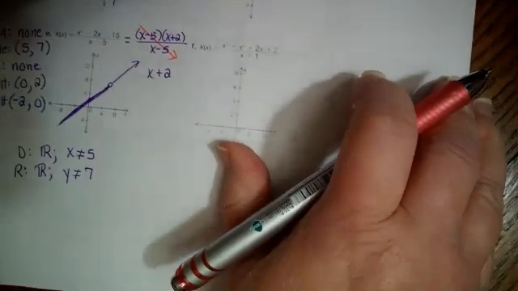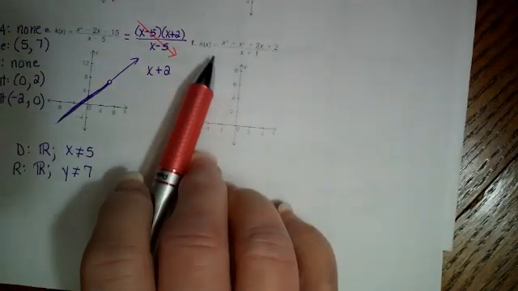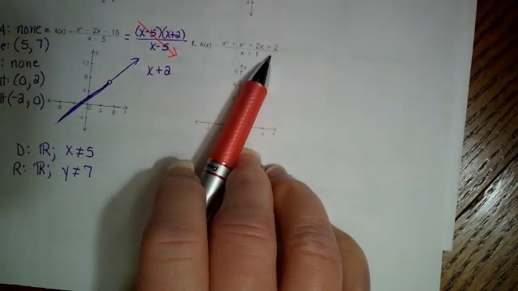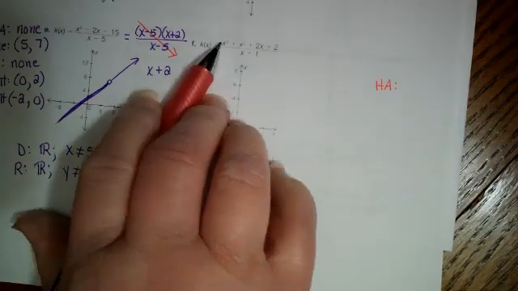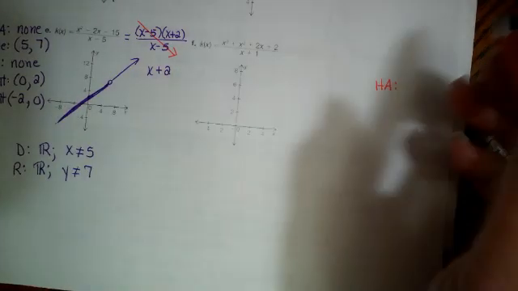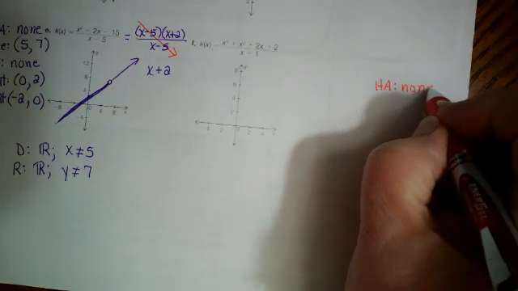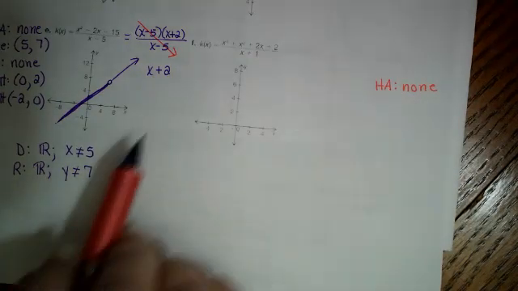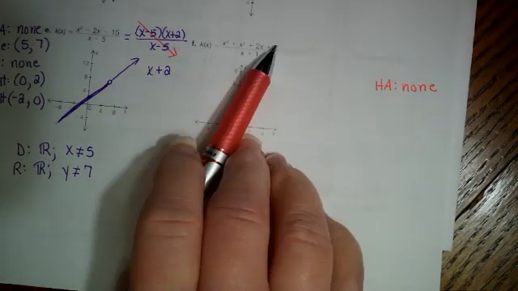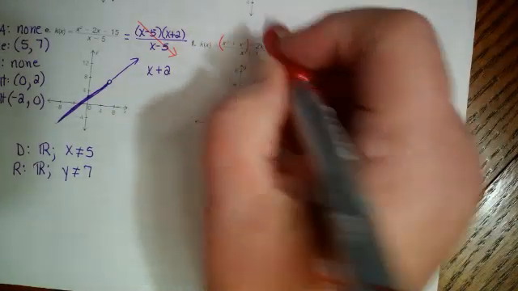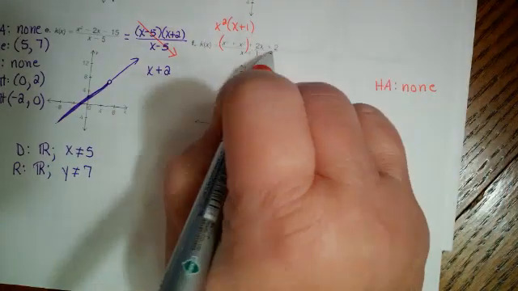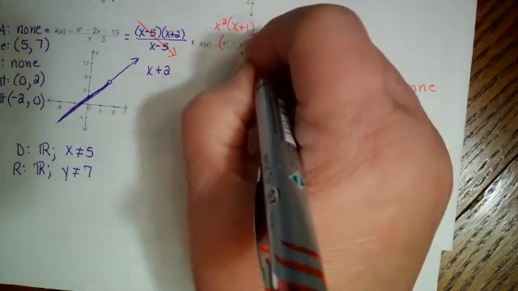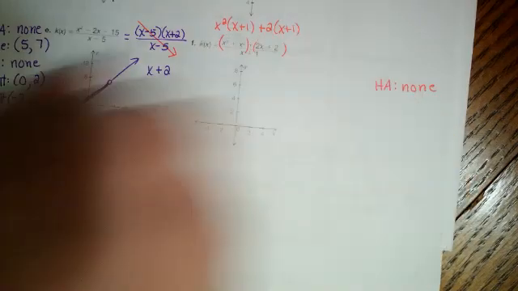Let's look at letter F. Now this one, if we look for our horizontal asymptote, I have bigger on top, just like I had here. Bigger on top means none. Now we're going to factor this. So there's 4 terms on the numerator. I'm going to do grouping. So I'm going to group x to the third plus x squared and get this. And then 2x plus 2 gets grouped and get this.